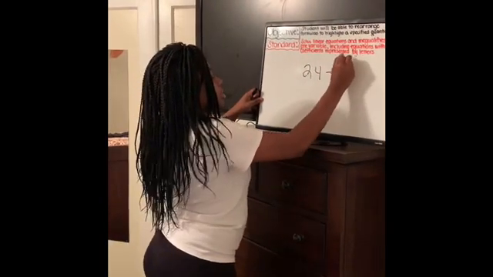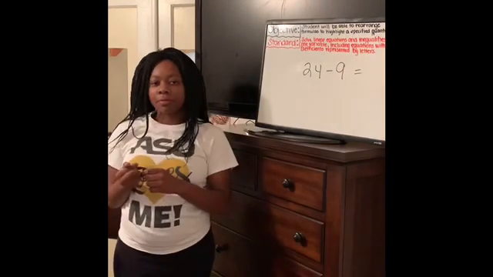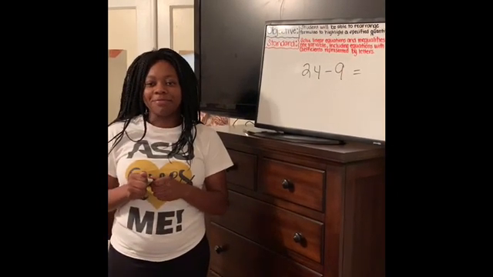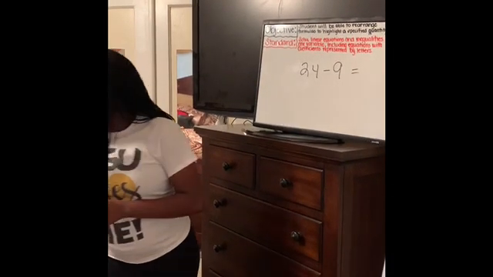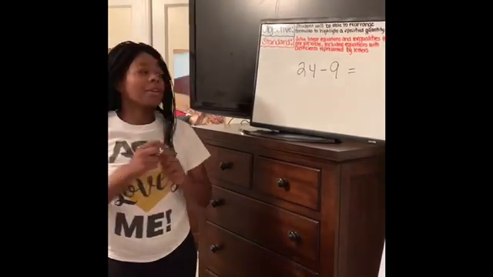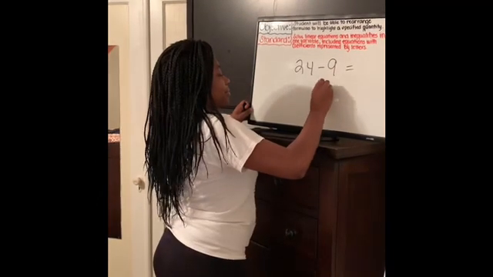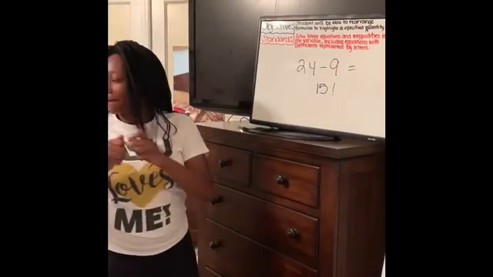24 minus 9? Anyone? Going once, going twice. 15 is correct. Okay?